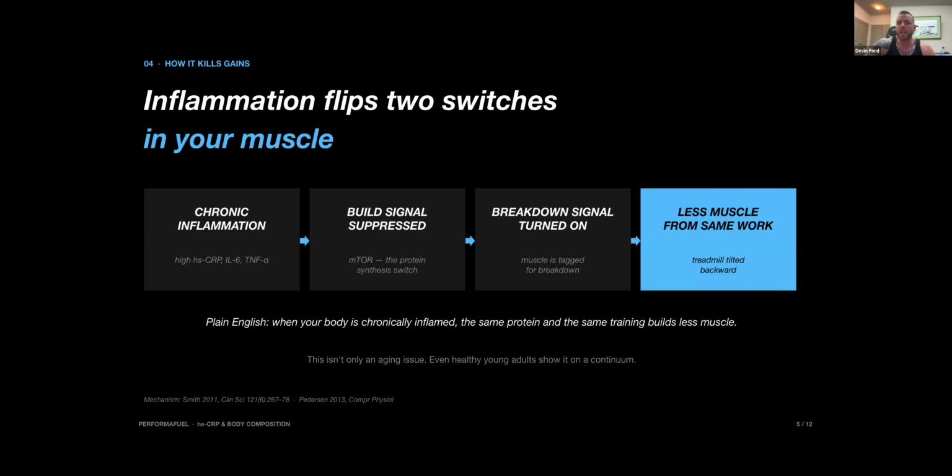Meaning that if you're working out just as hard now as you were last week, but your C reactive protein is high, then you may be getting half of what you were getting last week. It's a pretty big deal. This is very similar to if you watched the whole sleep presentation, where just 40 minutes off of sleep can decrease muscle protein synthesis by like 20%. This is the same kind of thing. So, in plain English, when your body is chronically elevated or inflamed, the same protein, the same training builds less muscle.